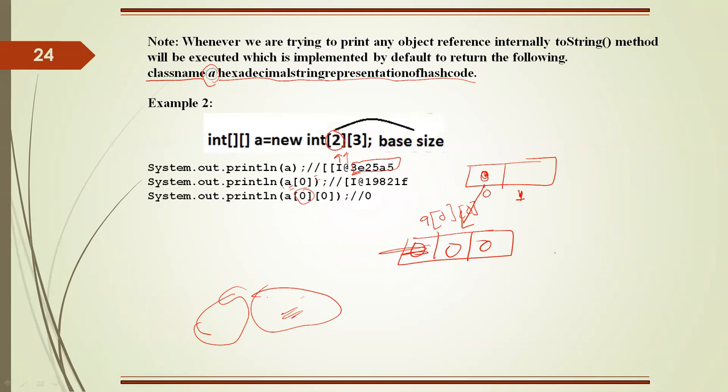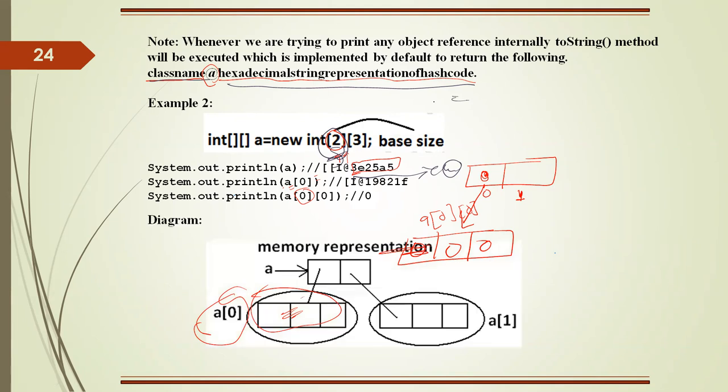Now, this is the base size. The base size is important. This is nothing but the class name, and then the hexadecimal string representation. Internally, System.out.println calls the toString method by default. That's why it prints a string. You can see this in the diagram.